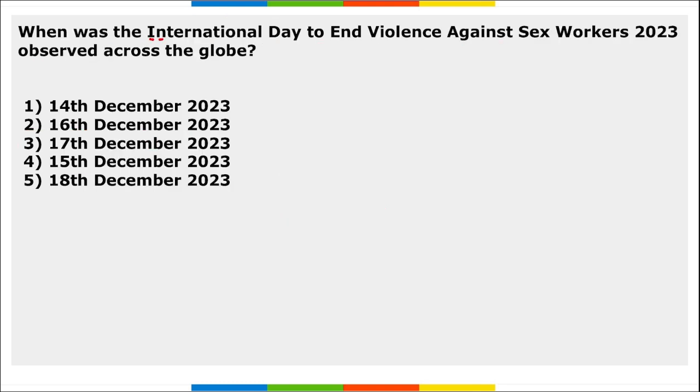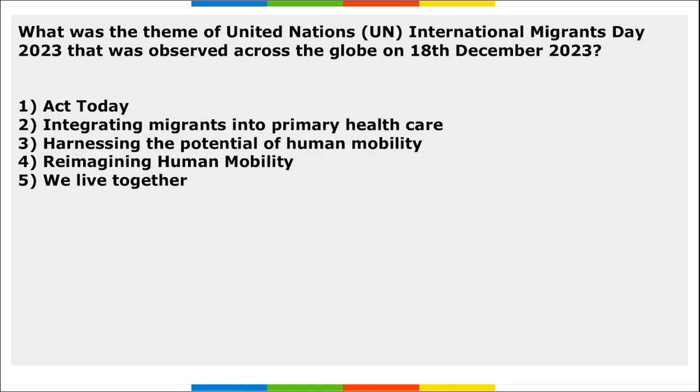Next, when was the International Day to End Violence Against Sex Workers observed across the globe? It was observed across the globe on 17th of December, to focus attention on hate crimes committed against sex workers worldwide.